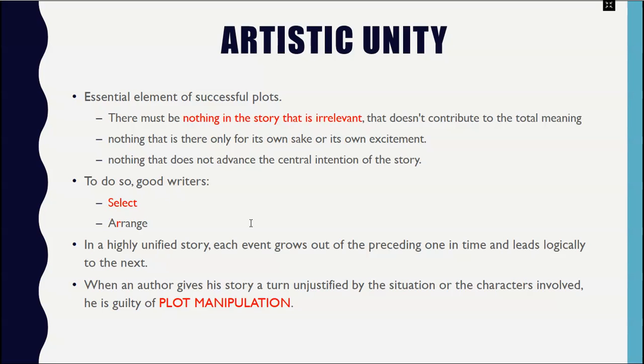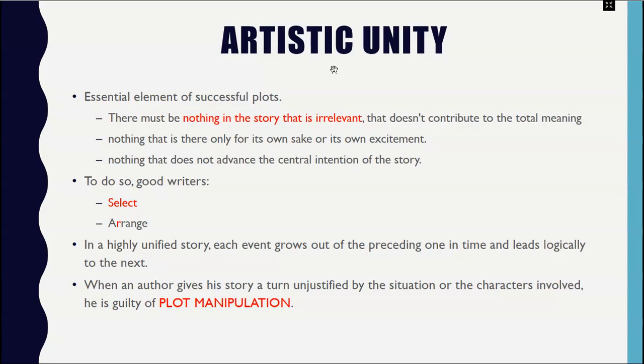So this idea of Chekhov's pistol or gun is related to artistic unity. There must be nothing in the story that is irrelevant, that doesn't contribute to the total meaning. So there should be nothing that is there only for its own sake or for the sake of excitement. No. There should be nothing in the story that does not advance the central intention of the story. In other words, every element of the story should move the story forward. How can we have artistic unity?